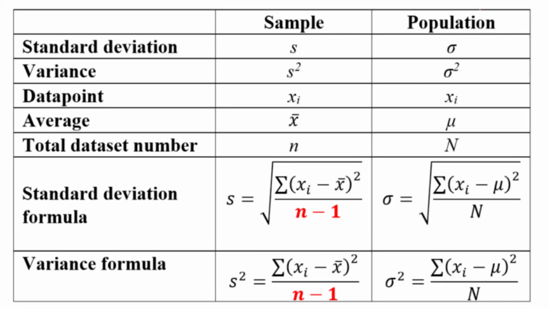Now, for population, the symbols are sigma, sigma squared, X sub i, mu, which is representing the mean of the data, capital N, the number of data in your collection, sigma, which is the standard deviation of population, and sigma squared, which is the variance formula. Please note the difference between the denominators. The denominator of standard deviation for sample is n minus 1, but the denominator for the population is just n itself.